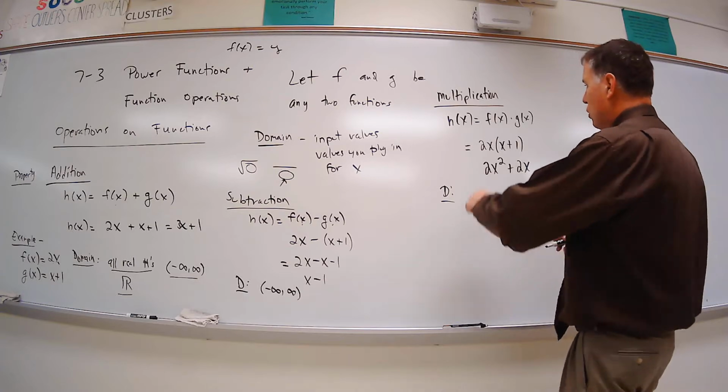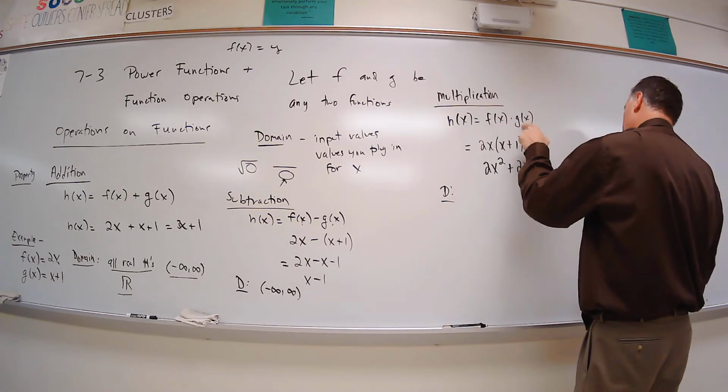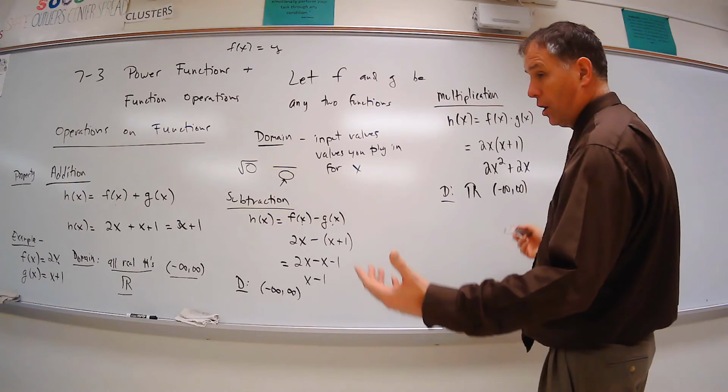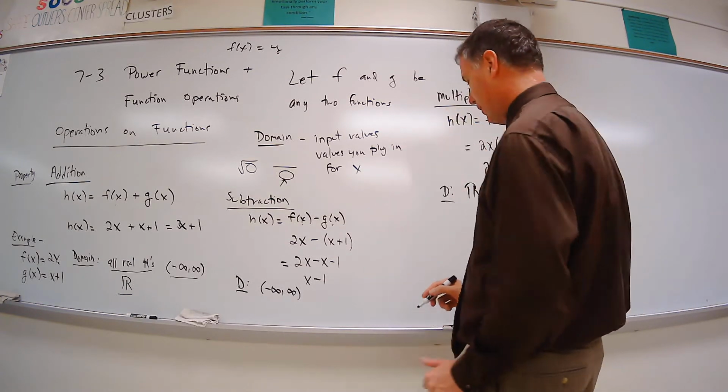Okay, again, domain is all real numbers. Domain is all real numbers. When I multiply it, it's still going to be all real numbers. I can write it like that. I could write it like this. Or words, all real numbers. Division is going to be a little different.